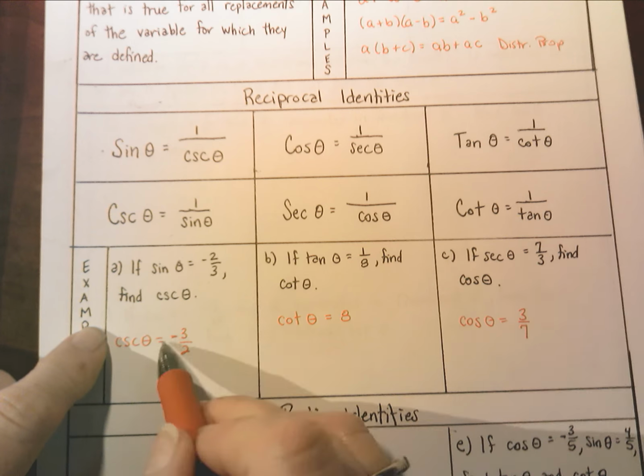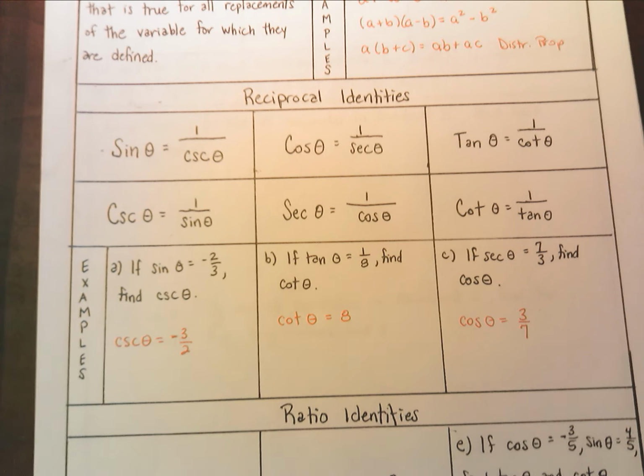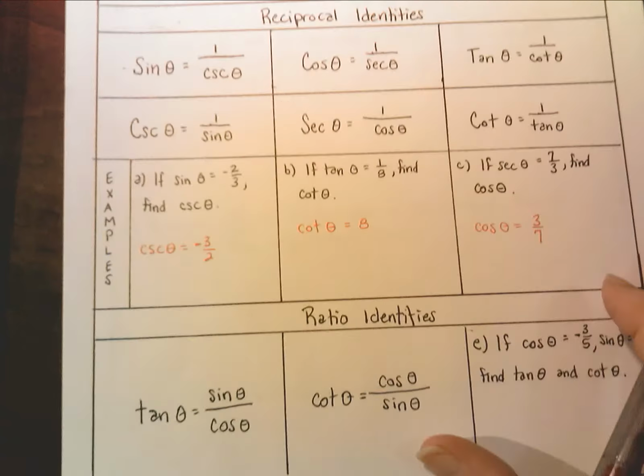So the sign will not change. When you do the reciprocal, it doesn't change the sign. If the original value is negative, the reciprocal will also be negative.